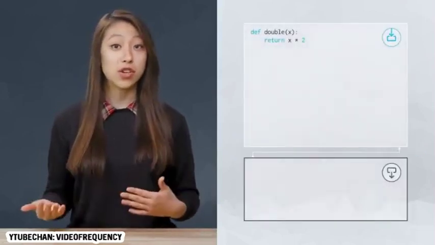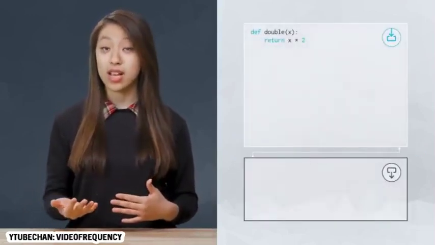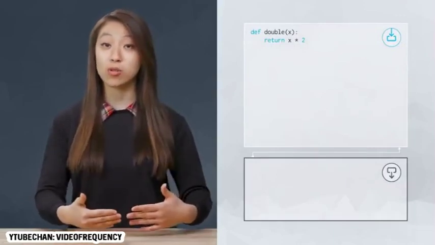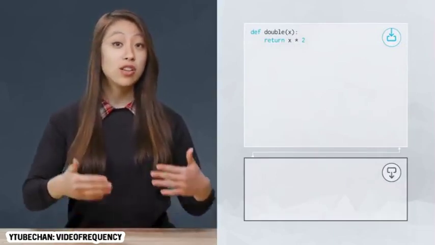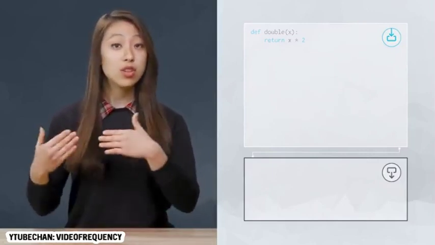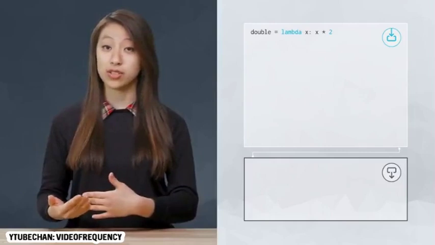Here is a simple function that doubles a number. It takes in a number x and returns x multiplied by 2. Calling double 3 would return 6. Here is the equivalent in a lambda expression.